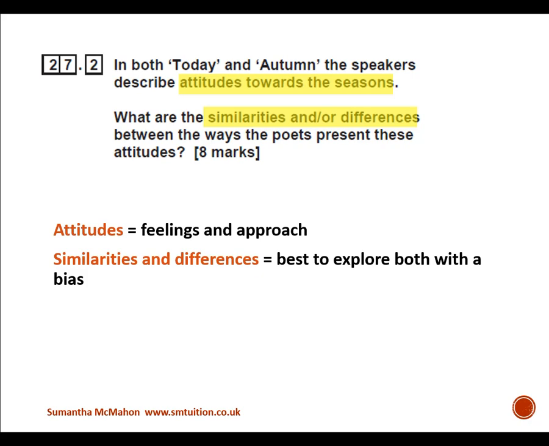When you're asked to compare similarities and differences, it is always best to make sure that you include both in your answer, but if you think that it's needed, you can have a bias towards one. For instance, if you had a bias towards them being more similar than different, you could say something like, although these poems have subtle differences, they both describe, and so on. Or if you thought they had more differences than similarities, you could say something like, both poets describe seasons, but their attitudes are very different to one another.